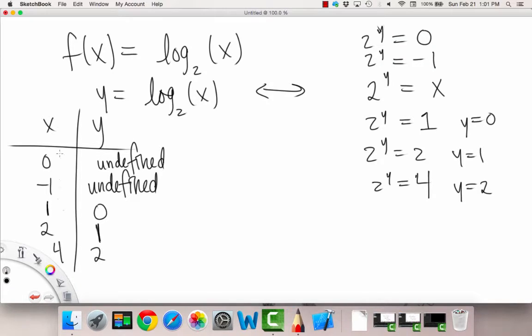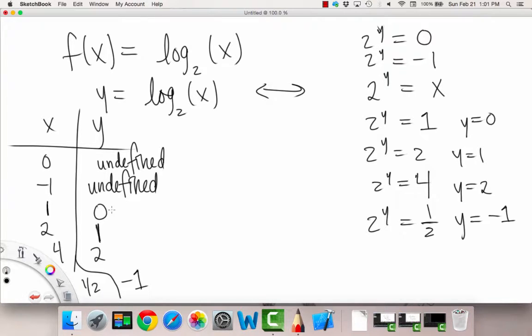Let's say 1/2 is an x. So I'm just going to extend this line over here. So x is 1/2. So then what happens? 2 to the y is equal to 1/2. That means our y has to equal negative 1. So y equals negative 1 there.